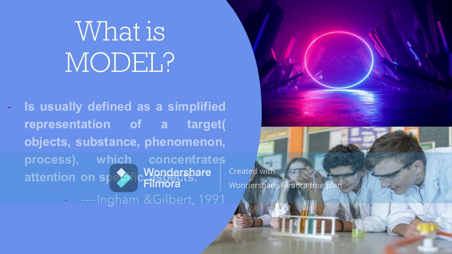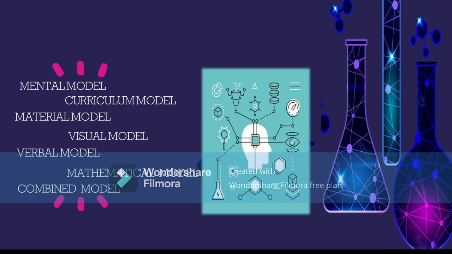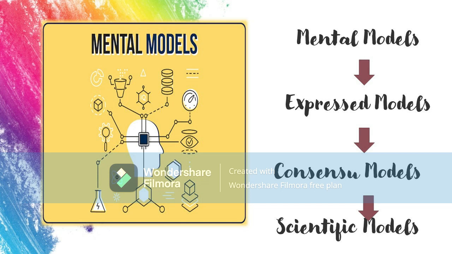According to Justy and Gilbert 2000-2002 and Taubert 2008, models can be classified in several categories: mental model, curriculum model, material model, visual model, verbal model, mathematical model, and combined model. Mental models are the result of internal cognitive activities and are by their very nature private and inaccessible to the external world. When they are taken into the tangible world for discussion, they are called expressed models. As soon as consensus is reached, they are called consensus models.